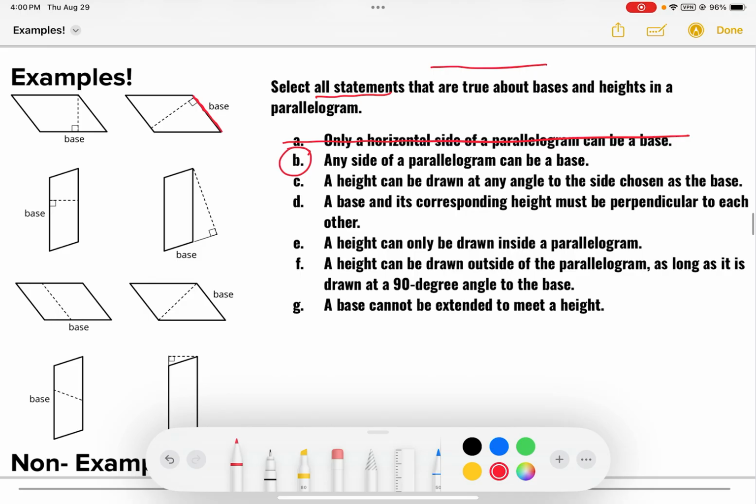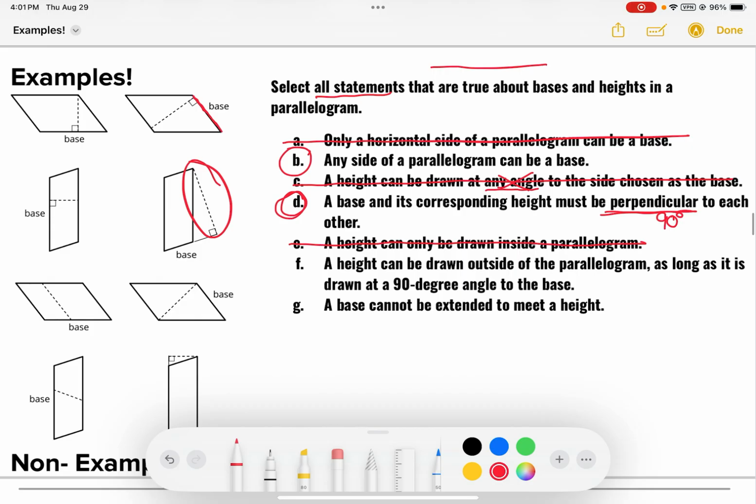C, a height can be drawn at any angle to the side chosen as the base. Not any angle. Any angle is wrong. It has to be a 90-degree angle. So cross that guy off. D, a base and its corresponding height must be perpendicular. That's the key. Perpendicular or form a 90-degree angle to each other. So yep, for D. E, a height can only be drawn inside a parallelogram. Notice right here, that's outside of the parallelogram. So the height doesn't actually have to be drawn inside.